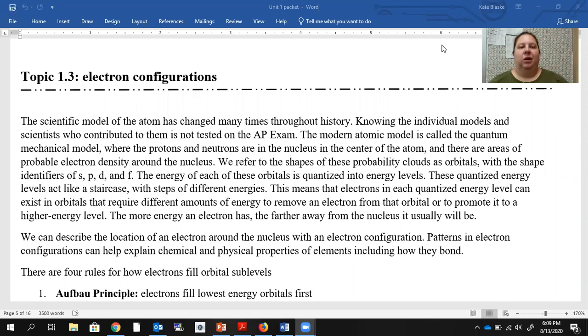Today we're going to talk about electron configurations and how the structure of the atom can affect the attractions between those electrons and the nucleus. So first up, electron configurations.